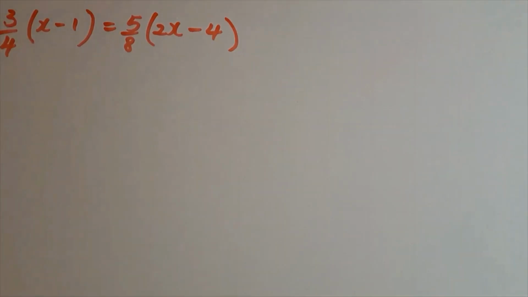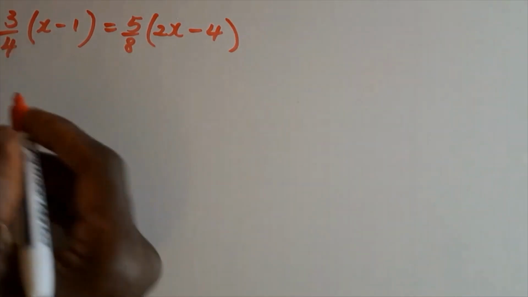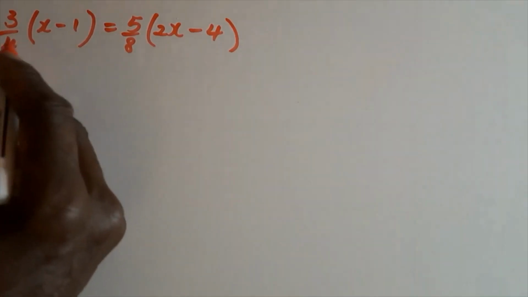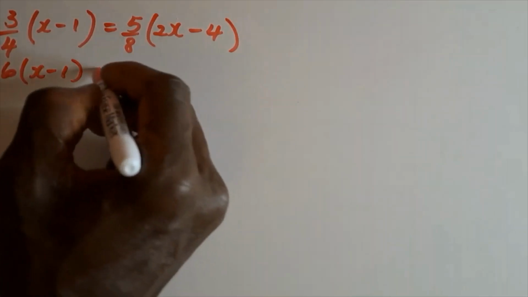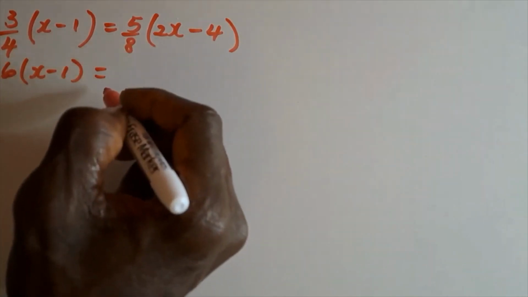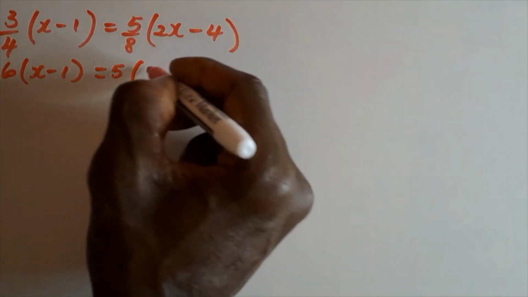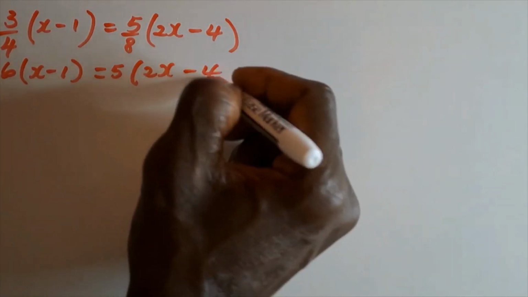Hi, how do we go about solving for x in this equation? I'll try a different approach to my first video. I multiplied both sides by 8 because both 4 and 8 are factors of 8. And this will clear to give us 2 here, 2 times 3, which is 6, to x minus 1. And the 8 will clear with this 8 to give us 5 into 2x minus 4.